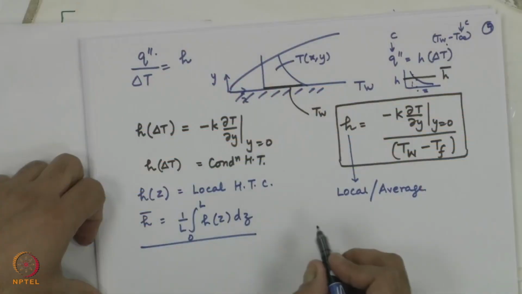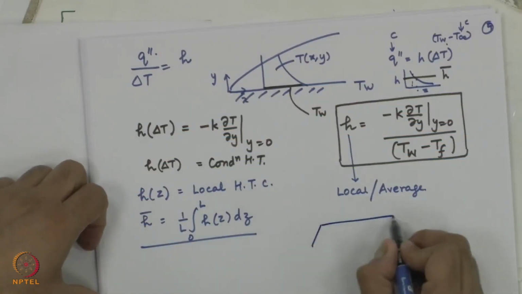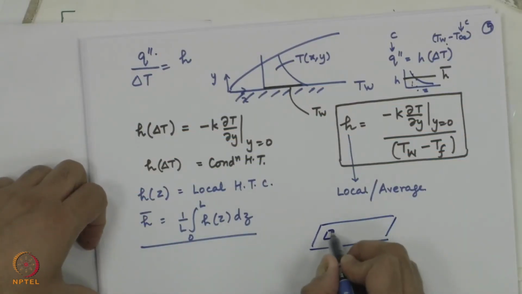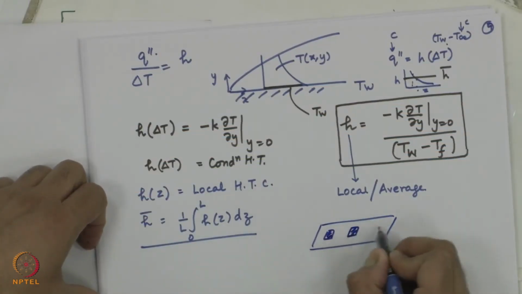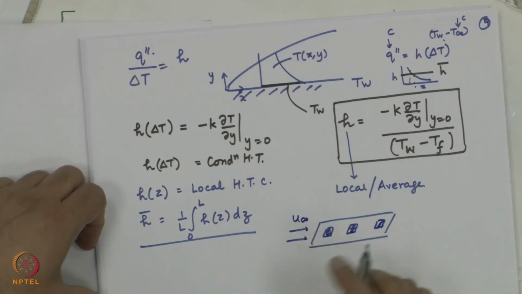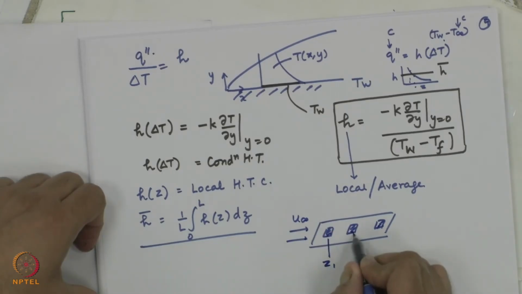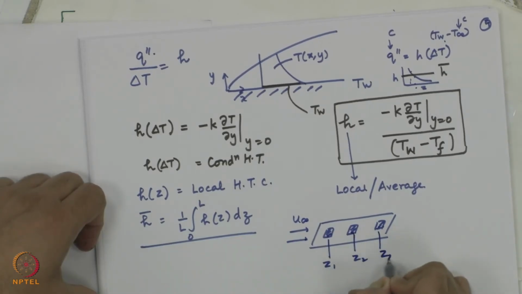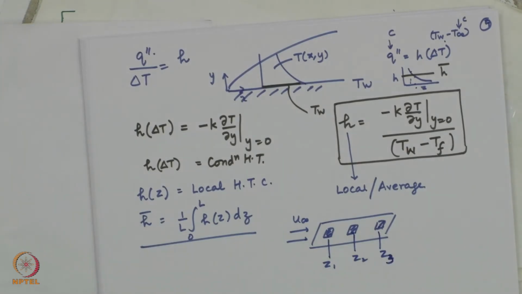Both local and average heat transfer coefficients are very useful, powerful tools wherever we want to do electronic cooling. We have multiple chips on a surface. What is the cooling of this chip versus this chip when you have some velocity going like this? Here I would talk about a local heat transfer coefficient. When I want it over the entire surface, I would talk about the average heat transfer coefficient.